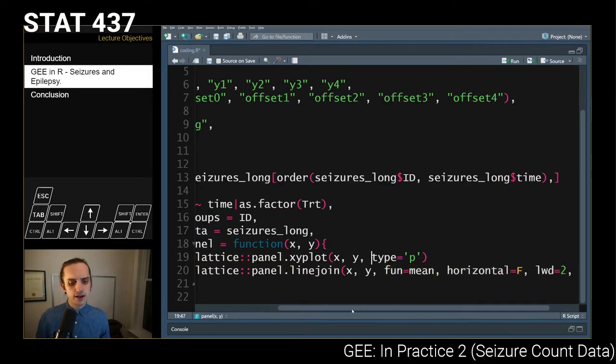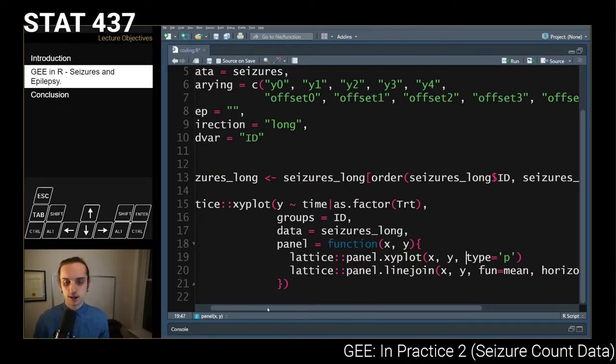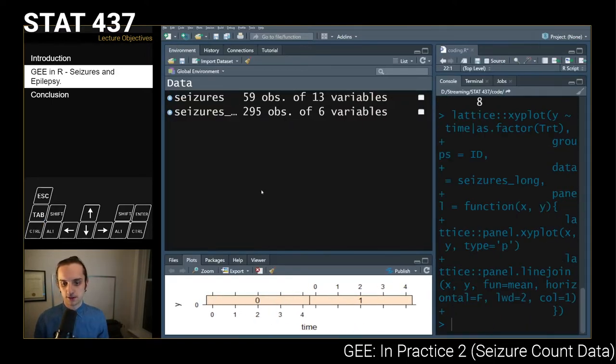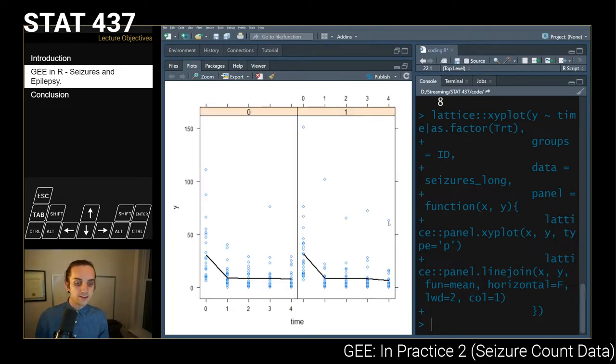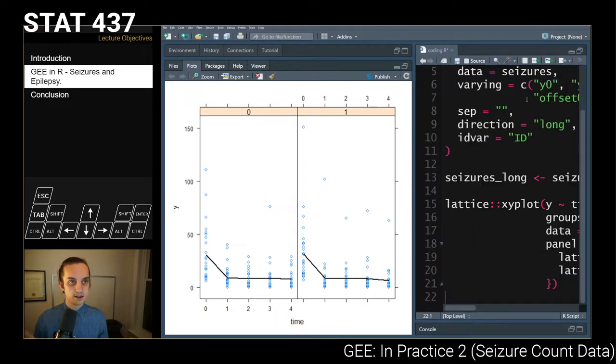So again, you don't actually need to know this, but I would play around with this XY plot function a little bit if you want. And running that, we should get this XY plot. And so you can see that we have these two groups. The treatment is going to be one if they are on the new experimental drug, and a zero if they're on the old placebo drug. I think it's placebo in this trial.